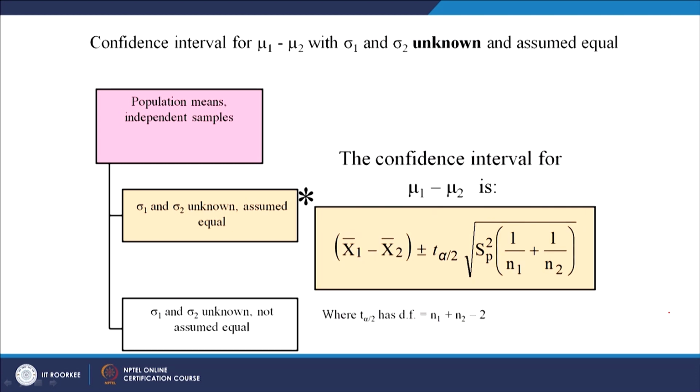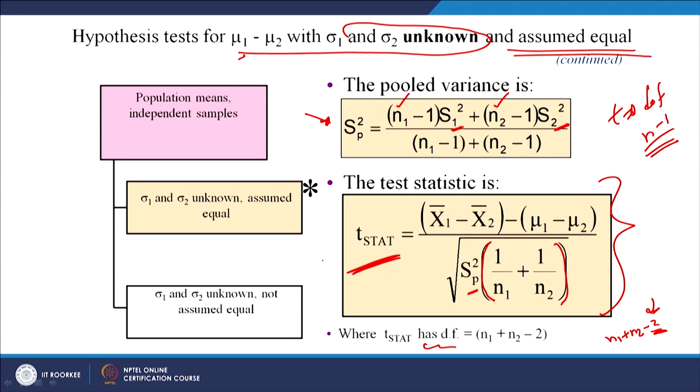Now, the confidence interval for this would be x1 minus x2 plus or minus t alpha by 2, this value which we have already discussed, again the t value at n1 plus n2 minus 2 degrees of freedom. So, this confidence interval approach can be used, or you can use the critical value approach for testing hypothesis.